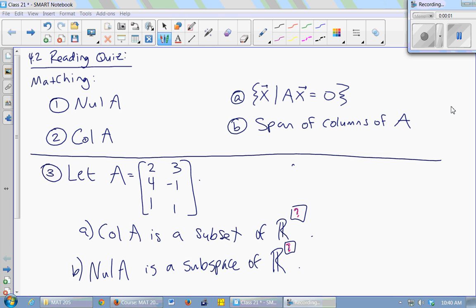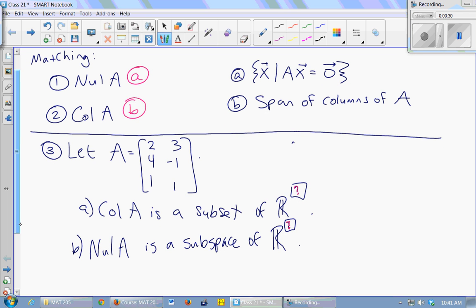The null space of A, what's the definition? It's the set of all x's such that Ax equals 0. It's all the vectors that get sent to the 0 vector via the transformation Ax. So that one's the null space. And the column space of A is the span of the columns of A, the set of all the linear combinations of the columns of the matrix A.